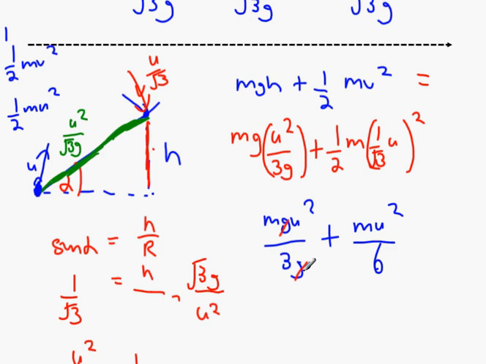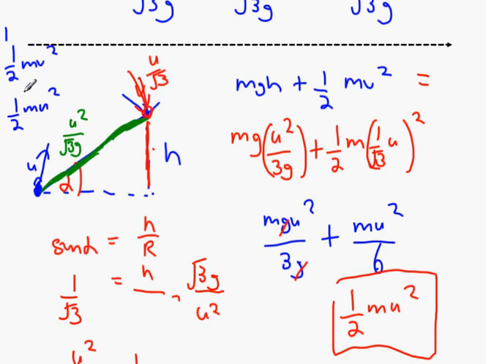What's a third plus a sixth? A half. Last time I checked, 2 sixths plus 1 sixth is 3 sixths, which is a half. A half mu squared. This half mu squared is your total energy when you land. We said that our total energy when we start off is a half mu squared. Do they balance up? Yes, they do. Conservation of energy. Okay?